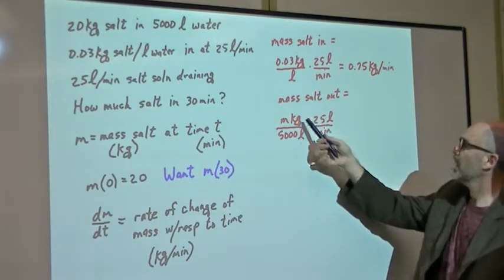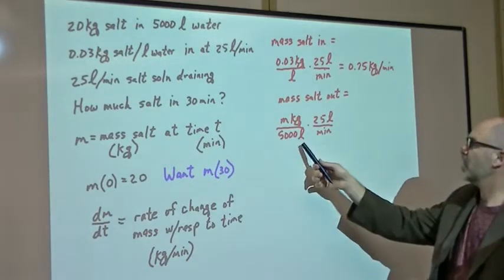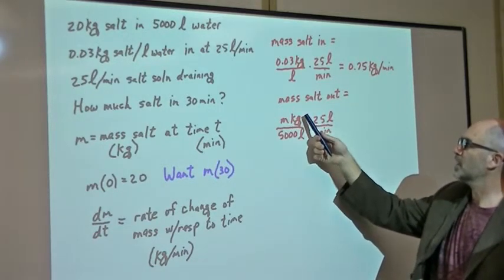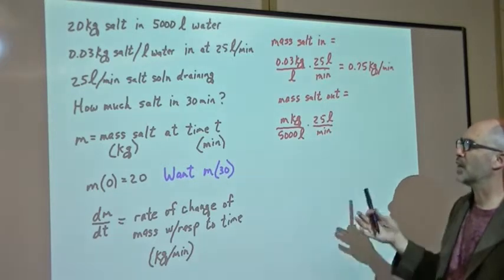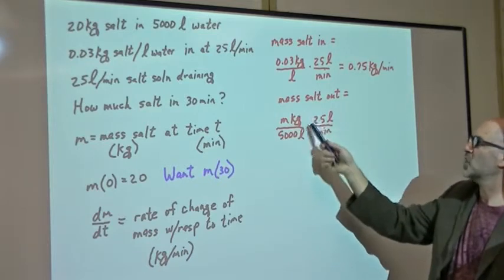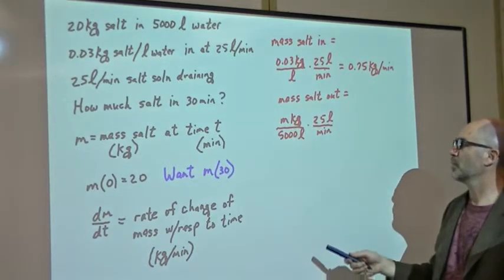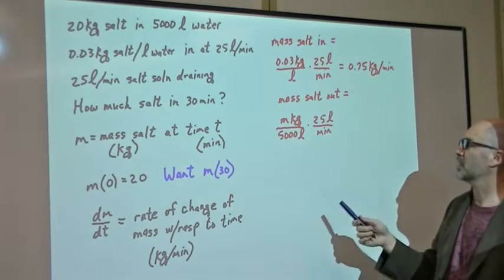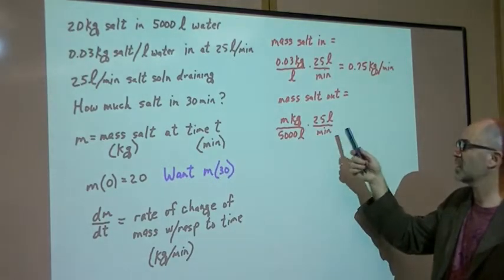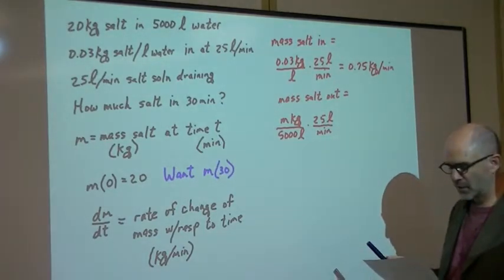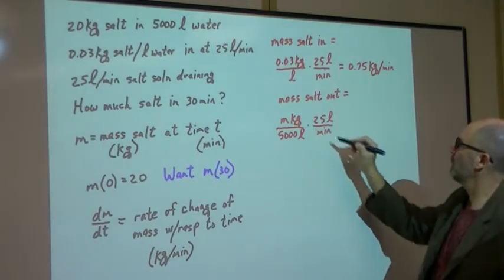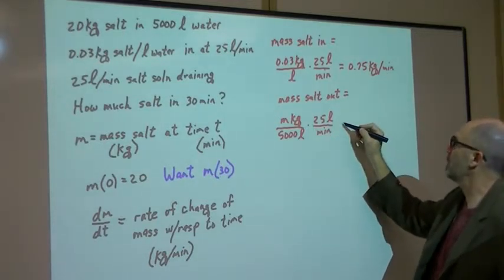Okay, so m kilograms per 5,000 liters, that's how much water is in the tank, and you've got a certain number of kilograms of salt that's unknown. M is the mass of salt at any time, so it's a changing mass of salt, but the 5,000 liters of water never changes, and the rate that the solution is leaving the tank never changes either. So that's kind of handy. So now notice the liters cancel and we're left with kilograms per minute.